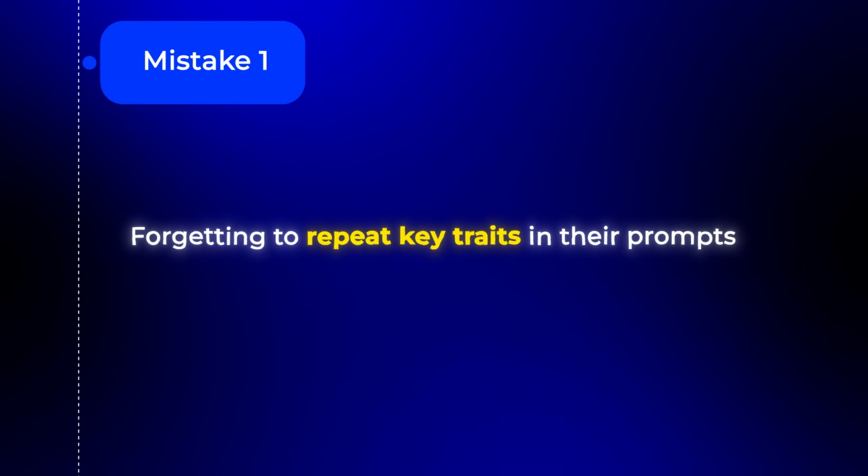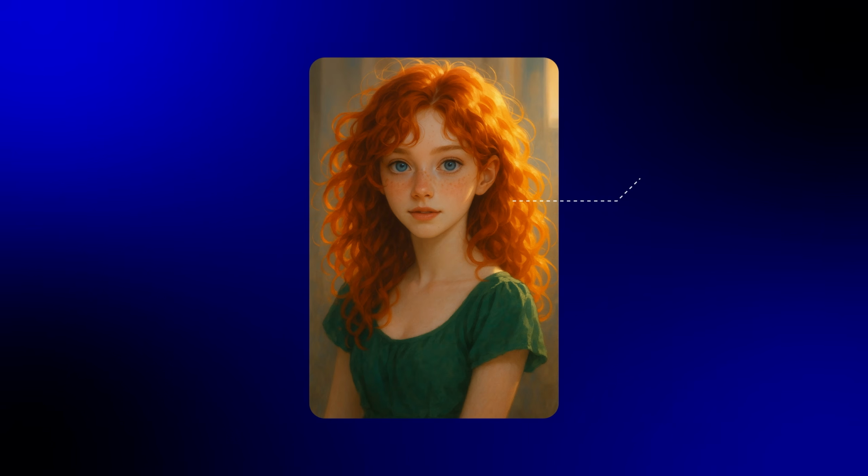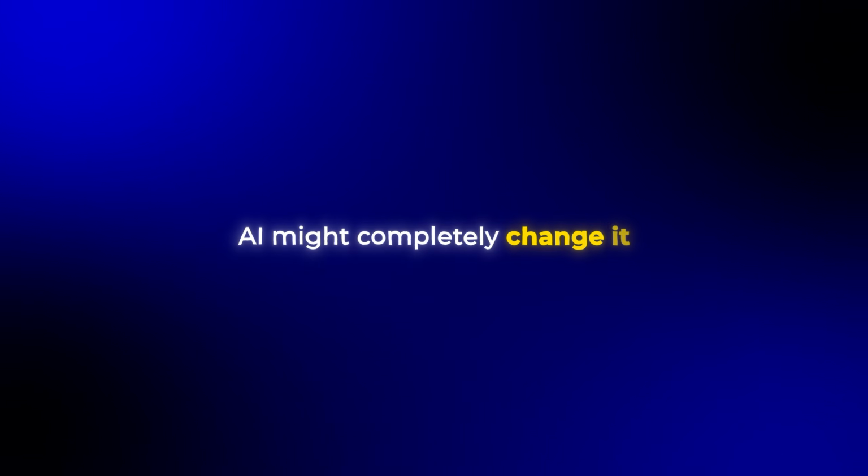First mistake most people make is forgetting to repeat key traits in their prompts. When you're generating a character, you need to be extremely specific about their appearance in every single prompt. For example, if your character has red curly hair, blue eyes, and is wearing a green dress, you need to mention all of these traits in every single prompt. If you forget to mention even one of these traits, the AI might completely change it.